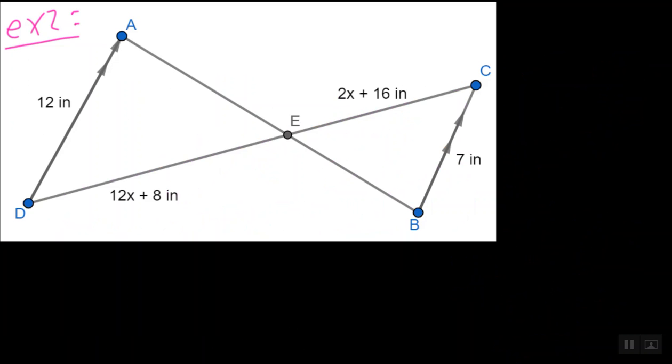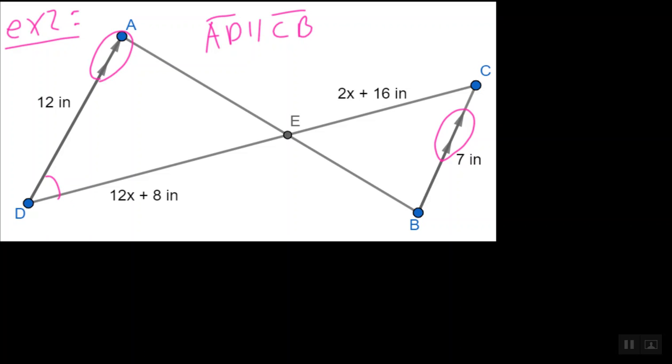Okay, here we have example 2. Now notice, you might be asking yourself, hey, how do I know that these triangles are similar? And if you watched our previous two videos, you should be noticing these two sets of arrows. What is that telling us? Well, of course, that's telling us AD is parallel to CB.